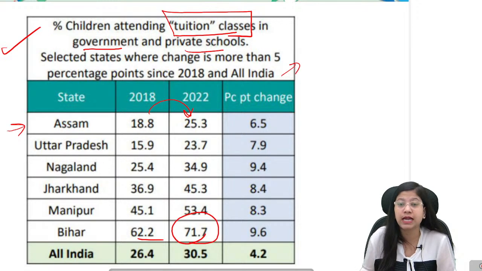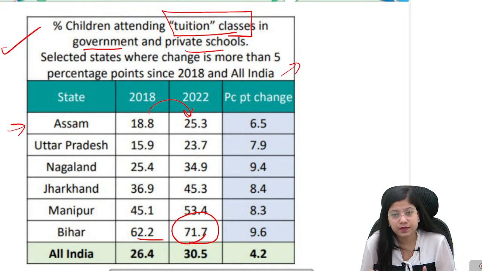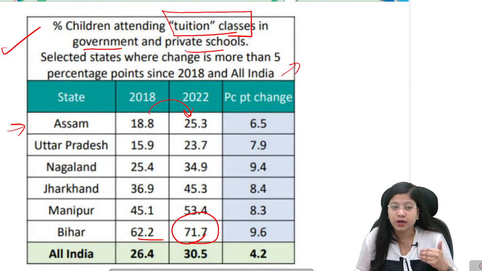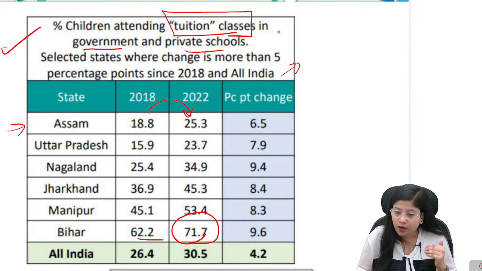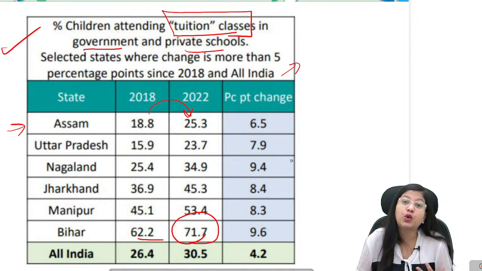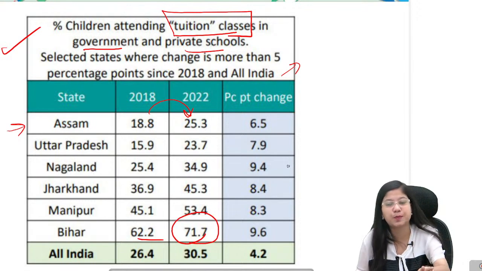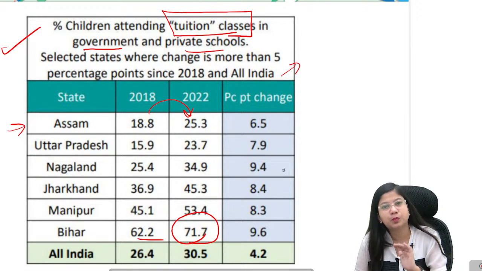So it shows that the school hours are not sufficient for the children living in Bihar to compete or to understand the syllabus. So this kind of data helps in policy making, curriculum designing. That is why such data are released as part of these reports, and these reports become important.